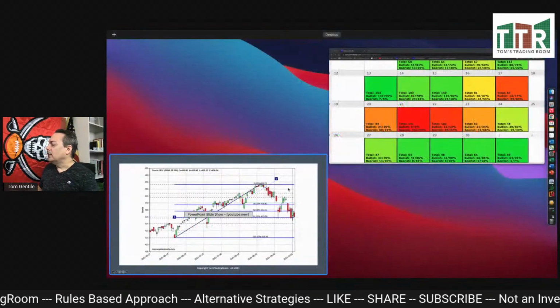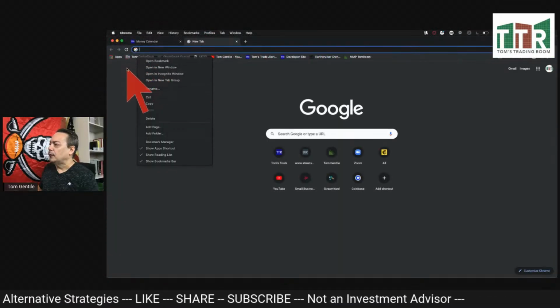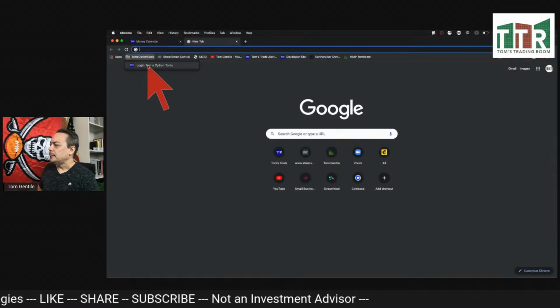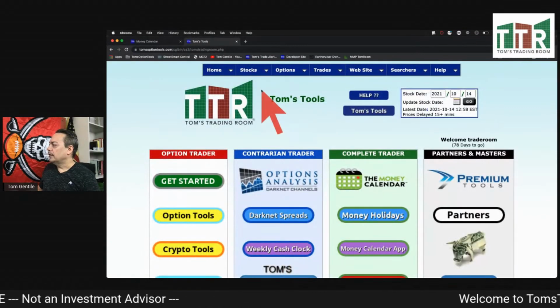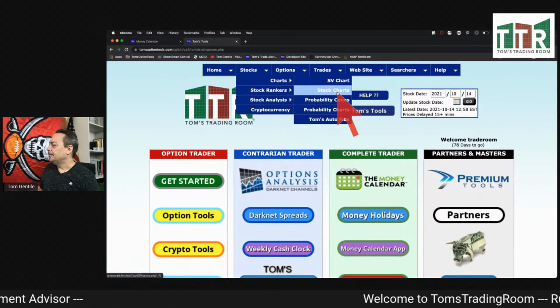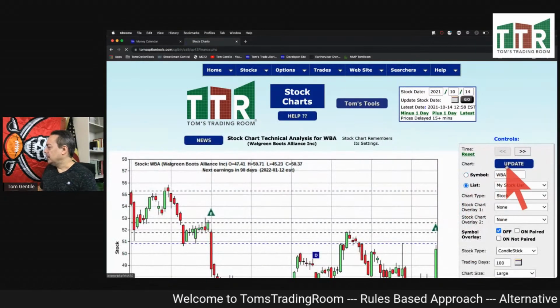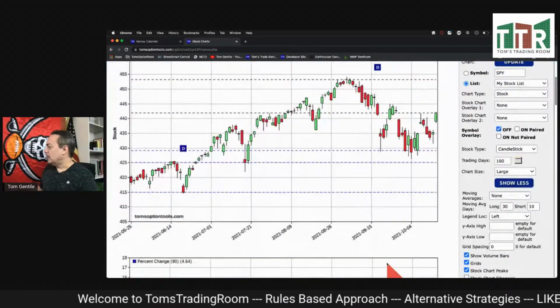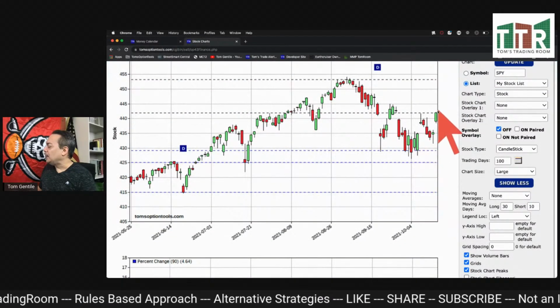Now take a look at, and let me bring up a new tab for Tom's option tools, and I want to share with you the chart for the S&P 500. Stock charts. Now let's go to my list. And this is my list. Now you can see here's that end of October. Look what's happened since then.